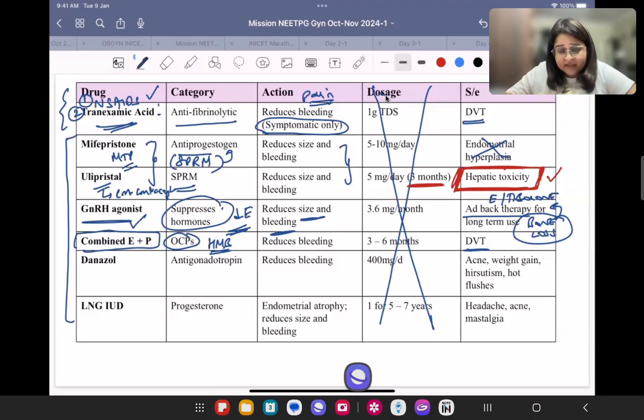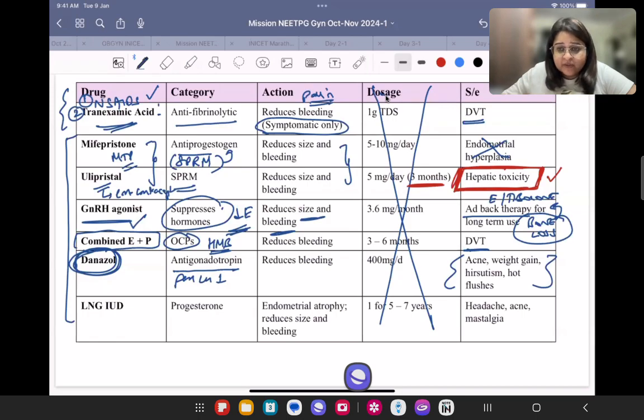Then पुराने जमाने में my professors used to give danazol. Very commonly they used to give danazol for both endometriosis and fibroids. What is danazol? It is an anti-gonadotropin. Gonadotropin क्या होता है? FSH-LH. So basically FSH-LH को कम करता है. And hence it used to be a very good drug, but it has gone into disrepute because it is highly androgenic. बहुत androgenic side effects होते हैं, hirsutism, acne, weight gain, bloating. It causes all this. So because of the high side effects, nobody uses it anymore.